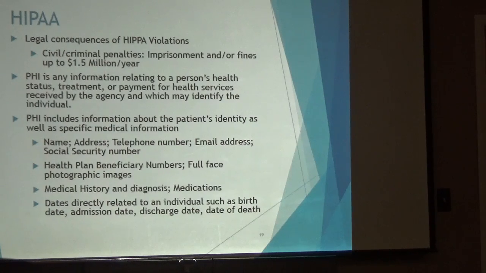Their physical address beyond the state level. Like you can say, my patient in New York State, that's okay. My patient who lives at 35 Colvin, breach of HIPAA, okay? Their health plan number, you know, their Medicare number, their CDPHP member number, those are also protected health information. Photographs, medical history, diagnosis, I think those things are pretty obvious. And then specific dates, such as their birth date, admission date, discharge date, date of death. Yes, we can say somebody was born in 1971. We can't say they were born on January 5th, 1971.